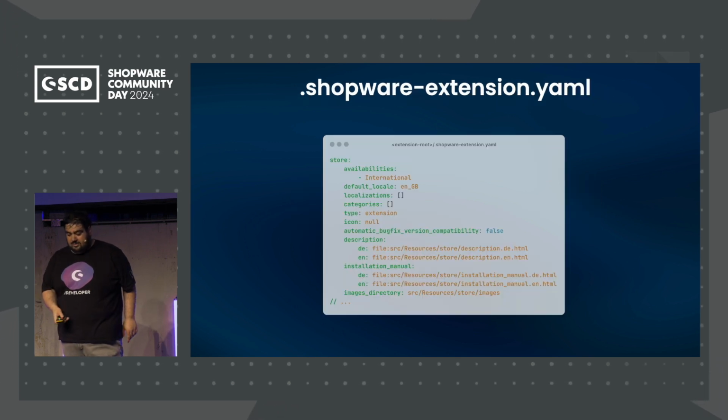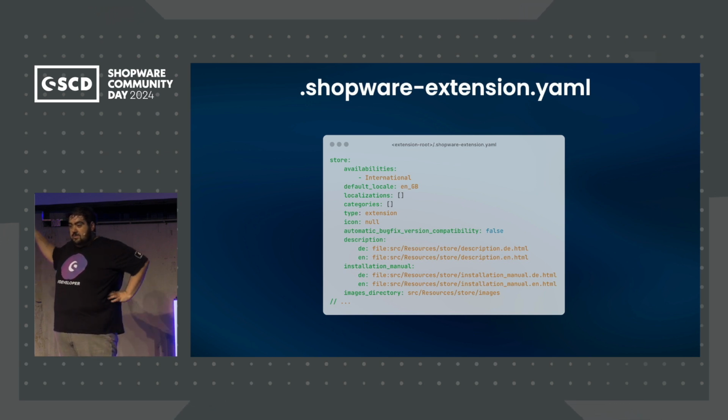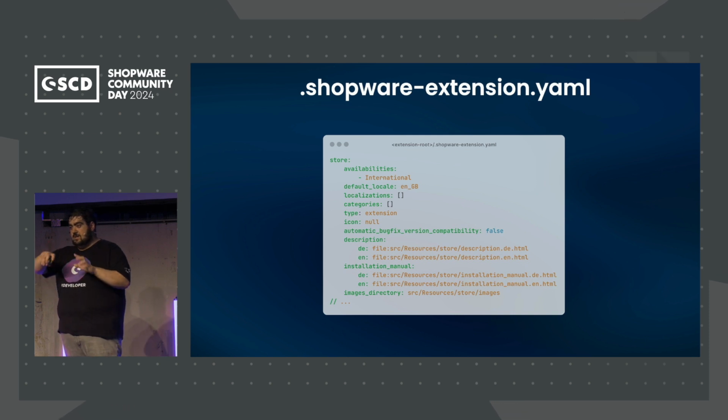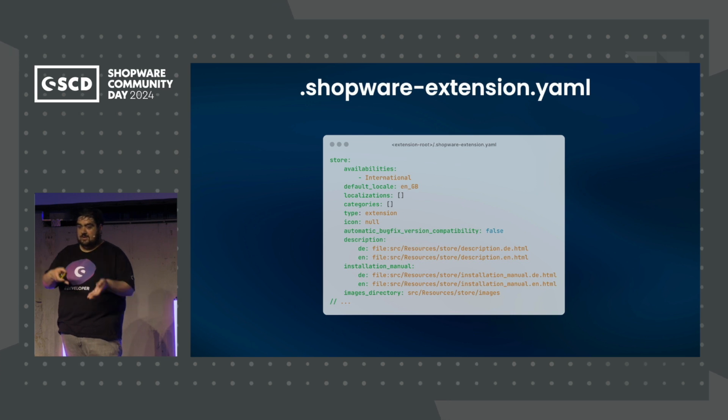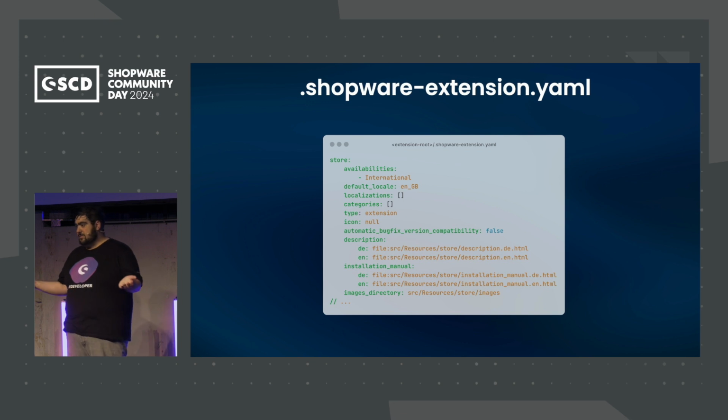I forgot to mention one cool thing. For the description, you can also include files. You have this file prefix. This means it looks relative to that directory from the description. It can be in HTML or Markdown, because we are developers, we always write Markdown for our README. Why not for the store?